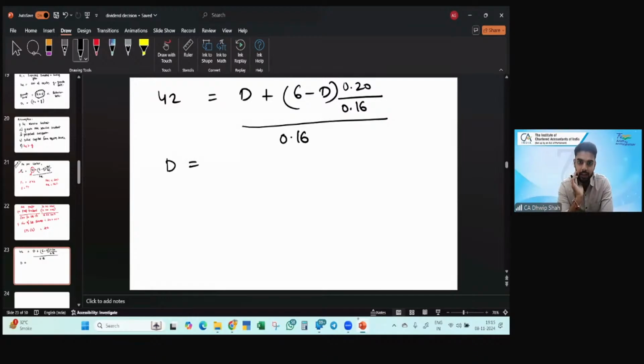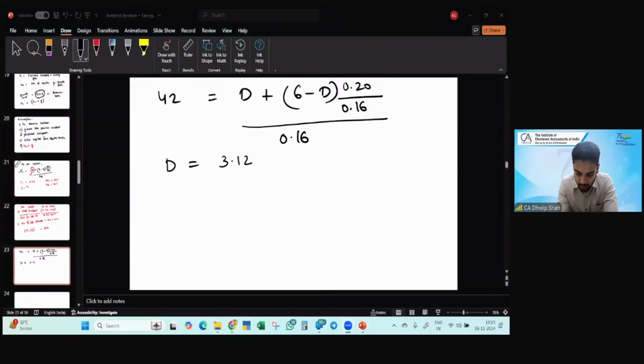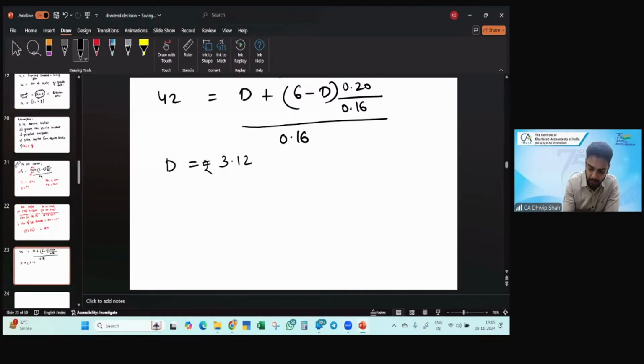Instead of D, you want to take X, then you can take X as well. 3.12. So my dividend comes to 3.12. Okay, Sagar has also got 3.12. Deepali also 3.12. Srini also 3.12. So this is the correct answer. So this is my dividend in rupees.